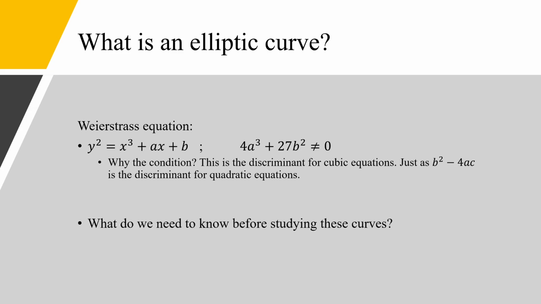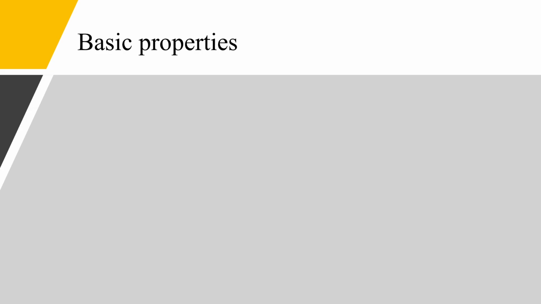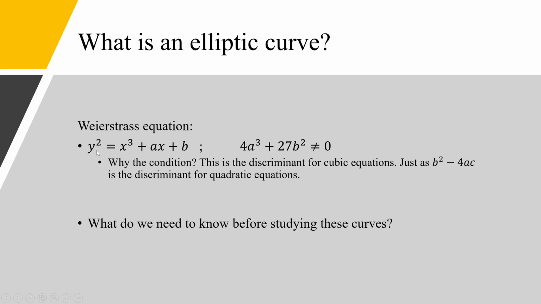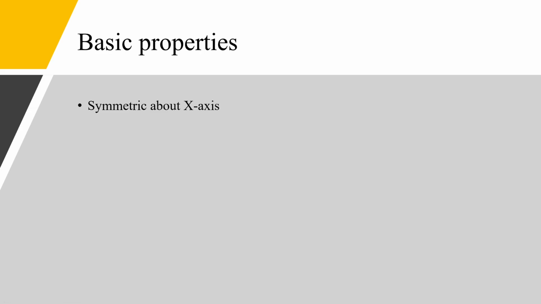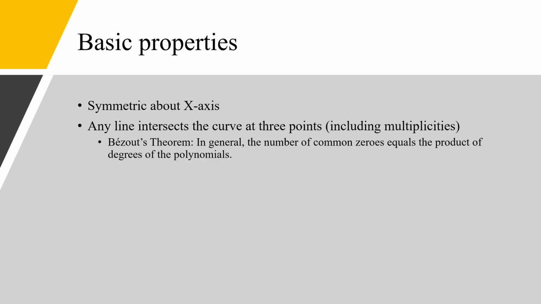So elliptic curves have a lot of interesting properties. Let's look at some of the more basic ones. The first important property is symmetry about the x-axis. So if you look at the equation here, we see that if we replace y by minus y, the equation still holds. So what this means is that if I can say a point x comma y lies on the elliptic curve, I can also be sure that a point x comma minus y also lies on the elliptic curve.